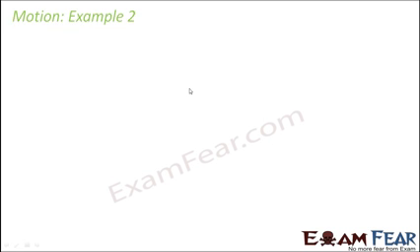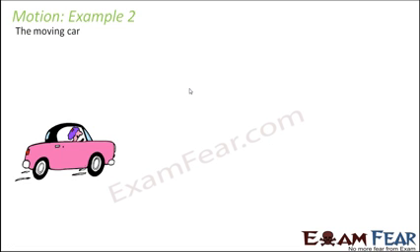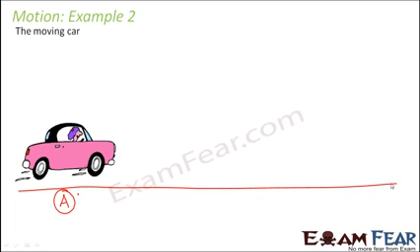Here we will take the example of a moving car. Whether you assume it to be a toy car or a real car, when the car is at rest, it is at a particular position. For example, let us say that right now the car is at rest and this is the position of the car. Let's say this point is A. So it is at point A on the road and it is not moving.